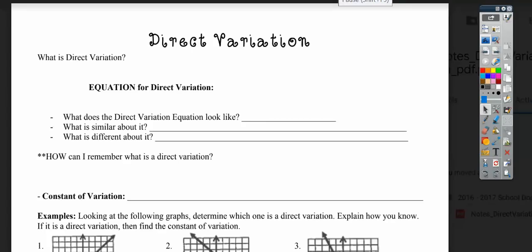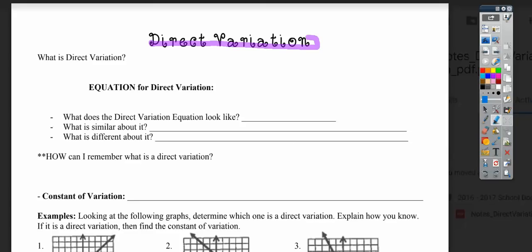We are going to start talking about what's called direct variation. This video is a two-part video. I'm going to play the first part of this video in this section, and then you will have to go back to your document to click on the second video. So make sure you're watching part 1, and then you're following it with part 2.